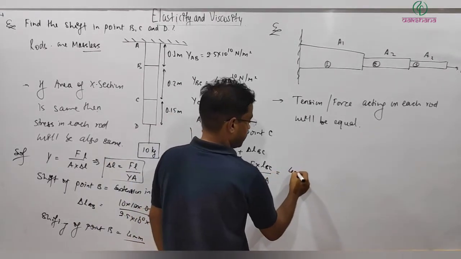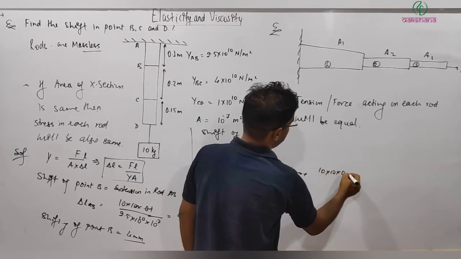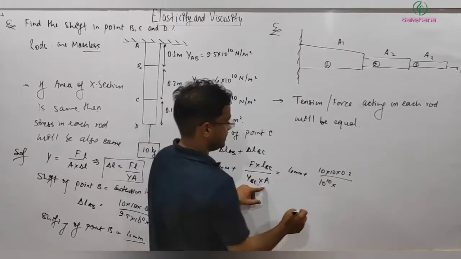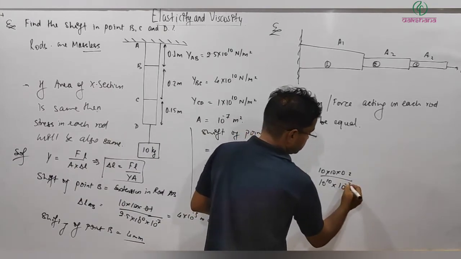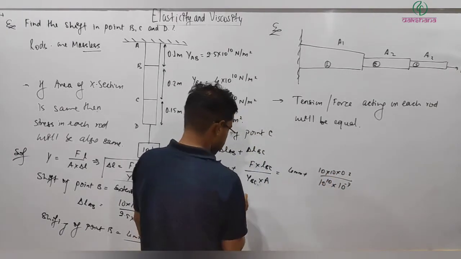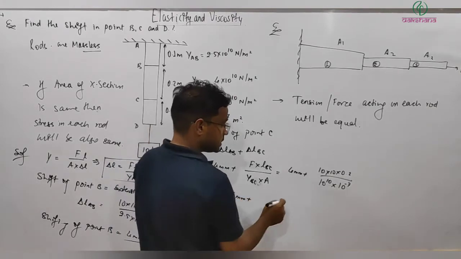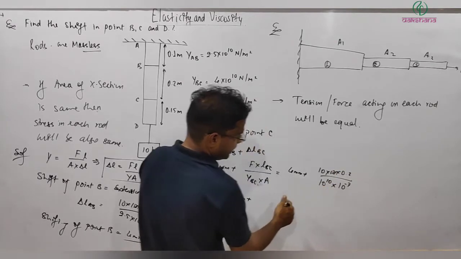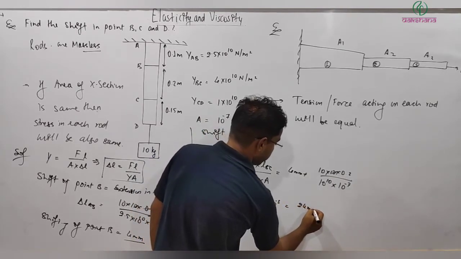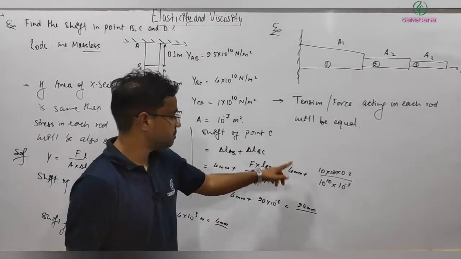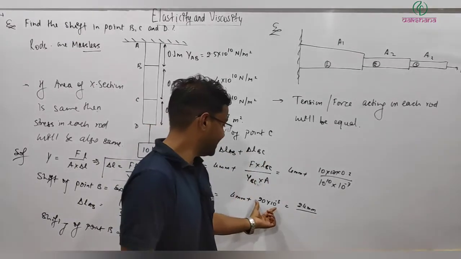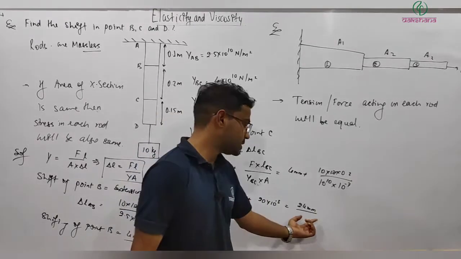Just substituting the values, it's 4 mm plus 10 into 10 into 0.2 length 2 divided by YBC, which is 10 to the power 10 multiplied by area, that is 10 to the power minus 7. So this is left with 10 to the power 3, and multiplying it, we are getting 20. This is coming out to be 4 mm plus 20 multiplied by 10 to the power minus 3. So this is actually 24 mm total extension, right? So shift of point C is equal to extension in length AB plus extension in rod BC. We are getting extension in BC is 20 mm, this is 4 mm, total 24 mm.